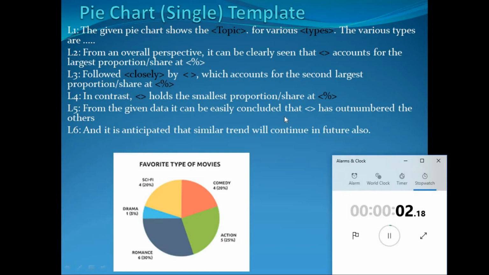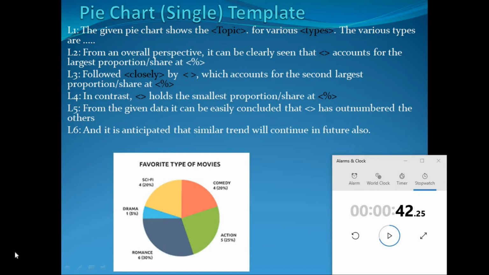The given pie chart shows the favorite type of movies for various genres. The various genres are comedy, action, romance, drama, and sci-fi. From an overall perspective, it can be clearly seen that romance accounts for the largest proportion at 30%, followed closely by action, which accounts for the second largest proportion at 25%. In contrast, drama holds the smallest proportion at only 5%. From the given data, it can be easily concluded that romance has outnumbered all the other genres, and it is anticipated that similar trend will continue to follow in future also.